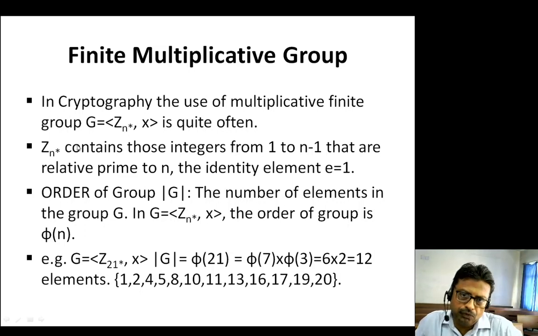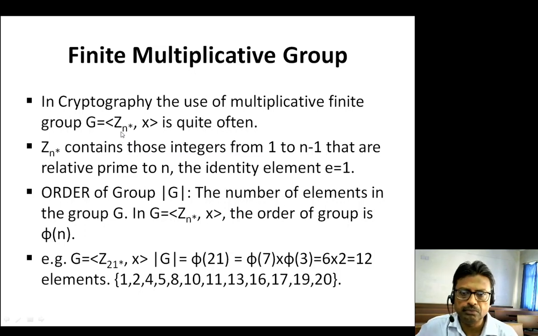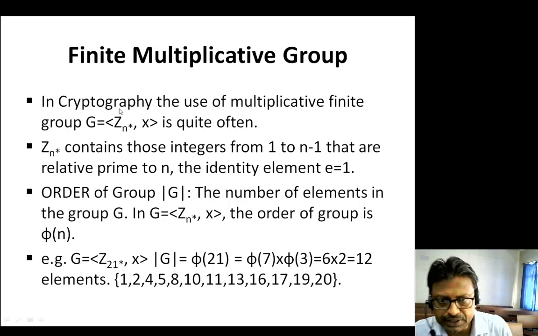So what does Zn star contain? It contains those integers from 1 to n minus 1 that are relatively prime to n, with identity element equal to 1. So we can define the multiplicative group in two ways. One contains those integers from 1 to n minus 1 which are relatively prime to n, or those integers which have a multiplicative inverse will be the elements of Zn star.